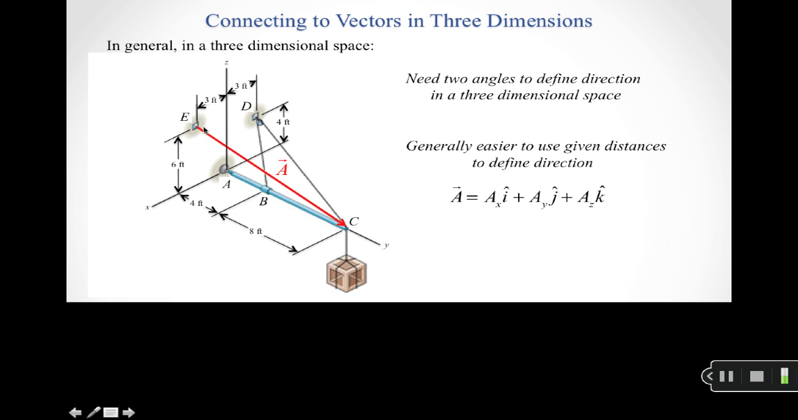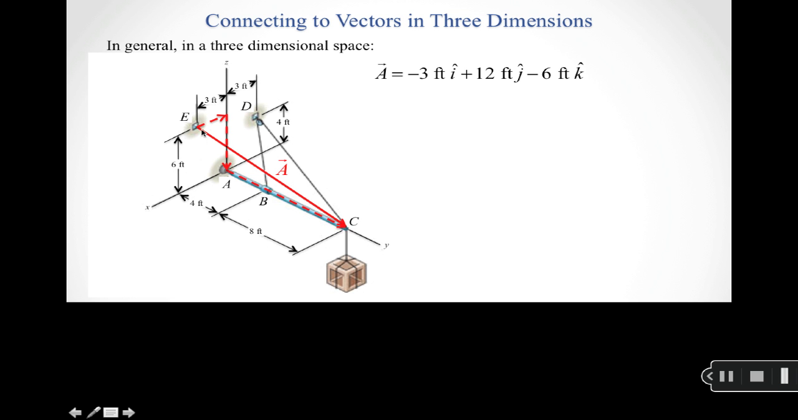So, as an example, again, just like before, I can be interested in the vector that points from where this cable connects to the wall to where this cable connects to the end of the beam. Again, that's just a simple 3-dimensional vector. I can also be interested in the unit vector that points in that same direction. Given these distances, this is much easier to deal with if I just use the distances that I know to figure out the x, y, and z components of vector A.